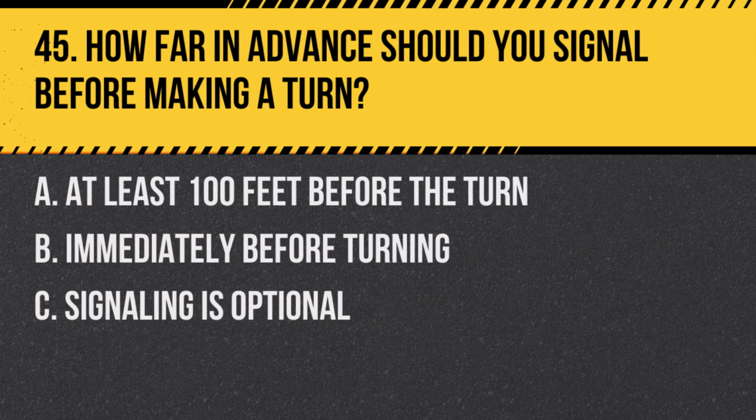Question 45. How far in advance should you signal before making a turn? A. At least 100 feet before the turn. B. Immediately before turning. C. Signaling is optional. Answer: A. At least 100 feet before the turn. This gives other drivers and pedestrians adequate warning of your intentions.